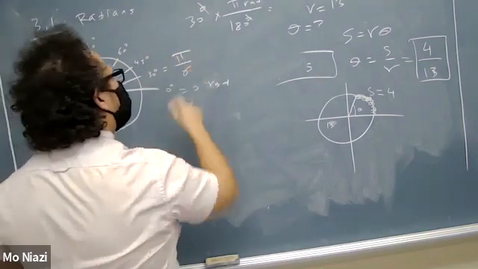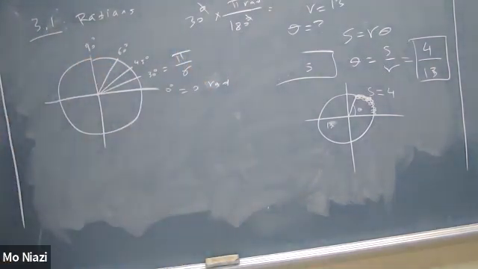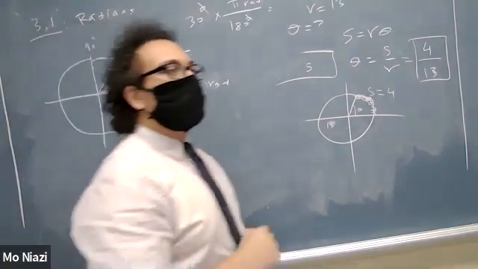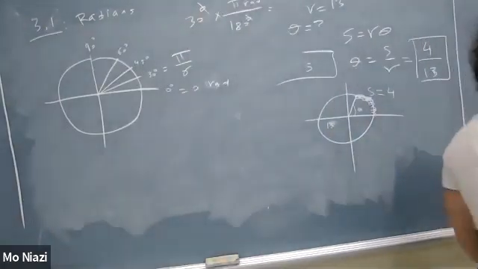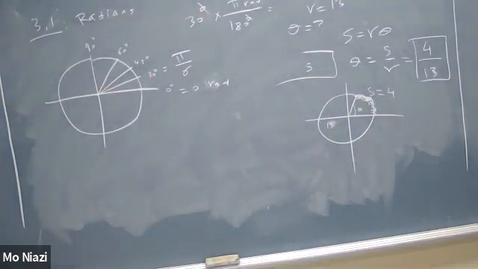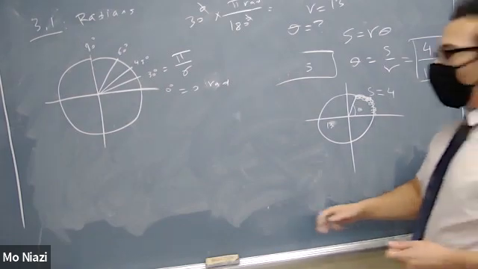Pi over 6. Because 30 divided by 180 is the same thing as 1 over 6. It's the same thing as 1 over 6. So when you multiply that times your pi, you get pi over 6.